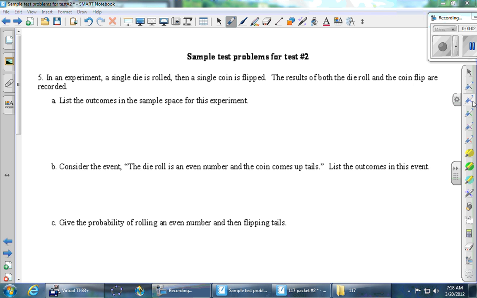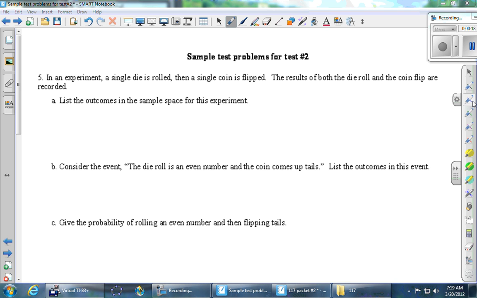This is problem number 5 on the sample test problems for test number 2. In an experiment, a single die is rolled, then a single coin is flipped. The results of both the die roll and the coin flip are recorded. A. List the outcomes in the sample space for this experiment.